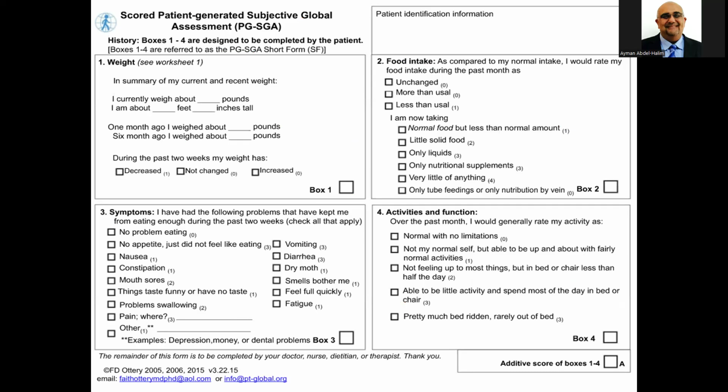The PG-SGA is composed of four items: weight, food intake, symptoms, and activities and function. As you can see, this is something that you need to sit down with the patient and fill up.